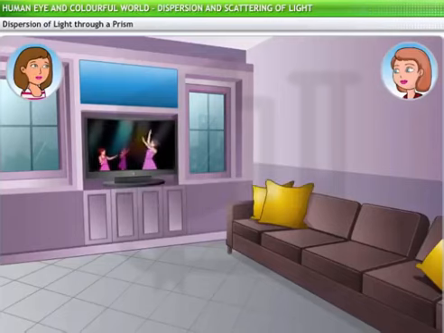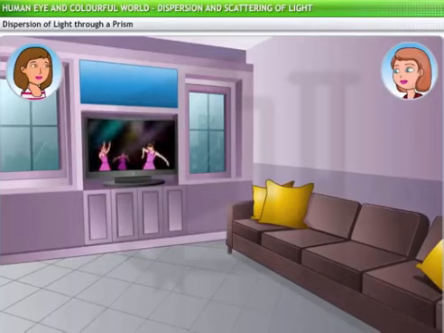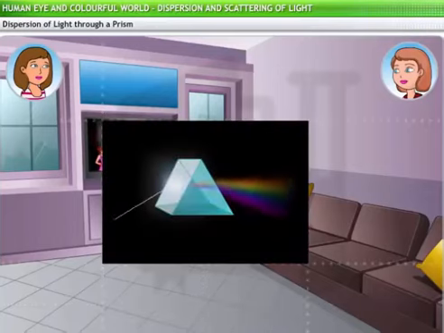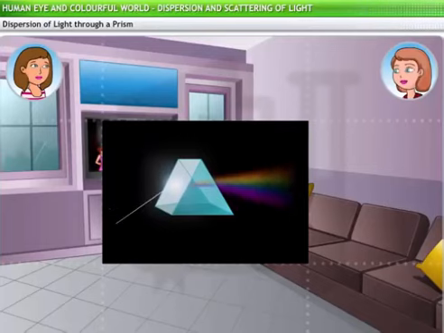I remember the amazing lighting. I wonder how they got those effects. Actually, prisms were used for those effects as well. That's where dispersion of light comes in.